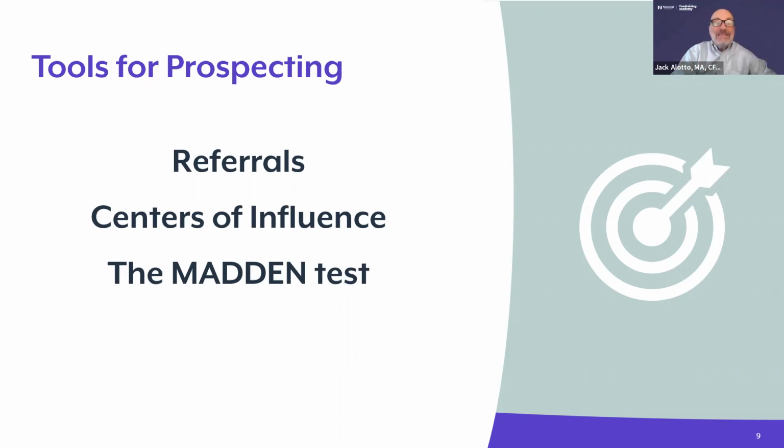What does Madden stand for? It stands for money. A is for approachable. D is for desire. The second D is for decision maker. E is for emotion, and N is for need. So what we do with this tool is we try to rate our prospective donor as a way to qualify them by going through this Madden test.